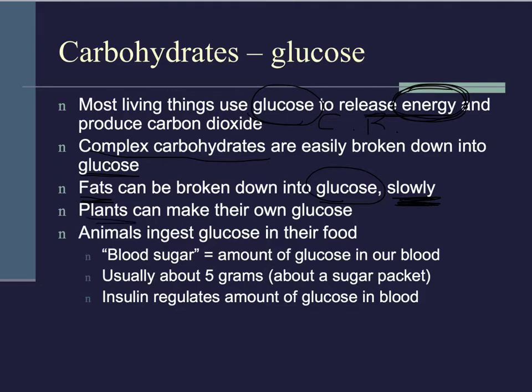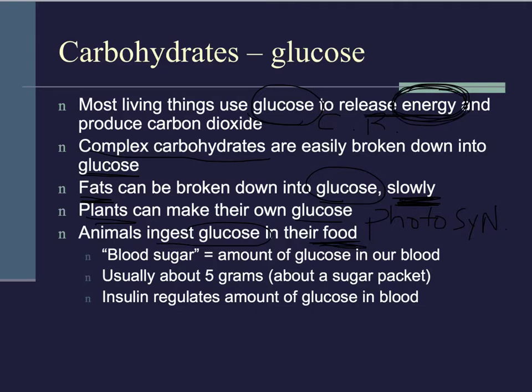Plants also can make their own glucose. They do this in a process of photosynthesis. I'm going to abbreviate and shorten there. And for us animals, we actually get our carbohydrates or our glucose to make energy out of the foods that we eat. That's how we get carbohydrates. That's how we're able to actually break down our food into the energy.